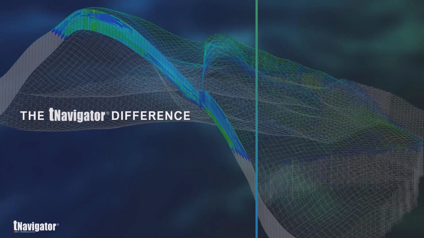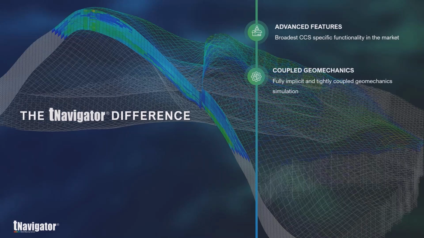The tNavigator difference. Why should you use tNavigator instead of some of the other competitors? The first feature is the set of advanced features that we offer within tNavigator, which is the broadest CCS-specific functionality in the market. We also offer geomechanics without a separate license. We are the only vendor that actually offers a fully implicit solution with geomechanics.